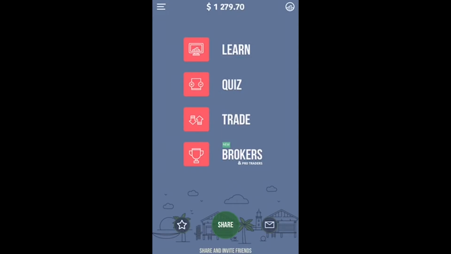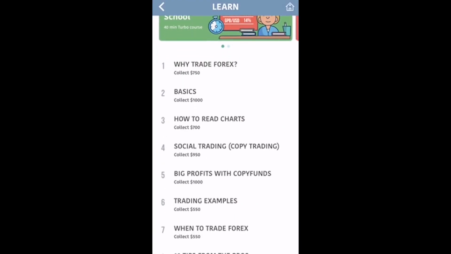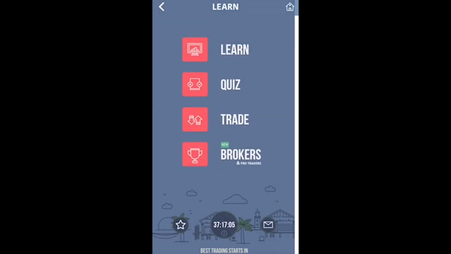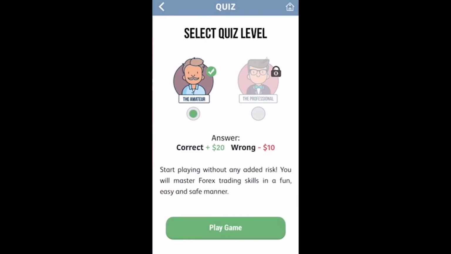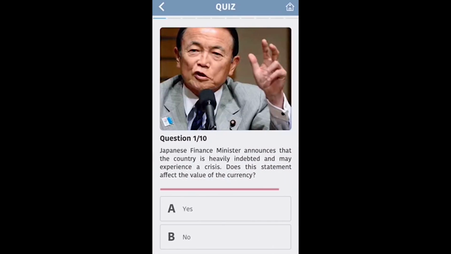We can see the portfolio balance, which is basically the amount of paper money you have that you're trading, at the very top. Each course comes with an allocated amount of money that gets added onto the portfolio balance once you complete it, which promotes education. Now onto the quiz. We can see that each correct answer is $20 and each incorrect answer is $10.